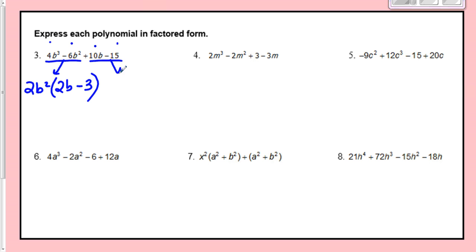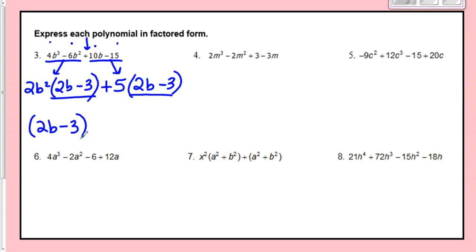Take the last two, group those. I can take out a 5. Remember, I have to have plus to join the two together. So I've got 2b minus 3. Well, what do you know? This is in common. This is in common, so I've got 2b minus 3. I write what's left over, so 2b squared plus 5.